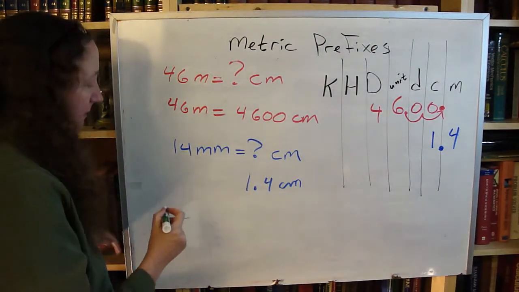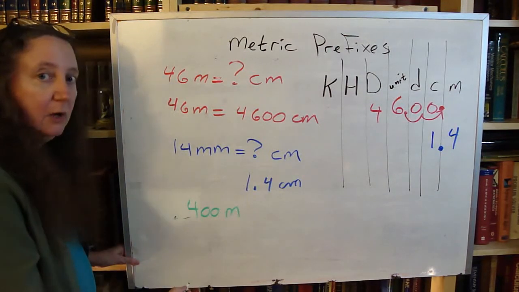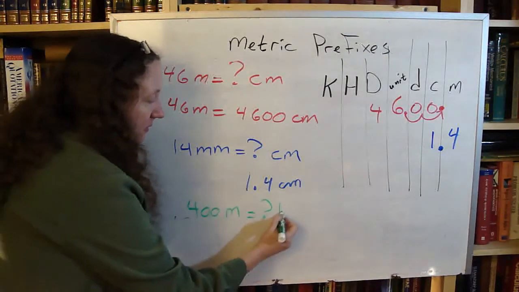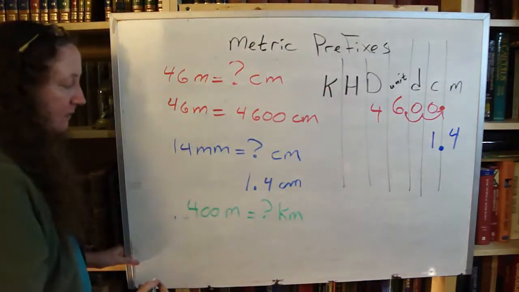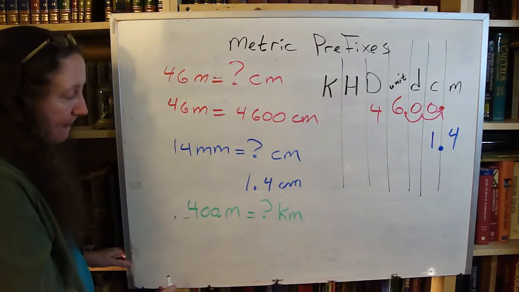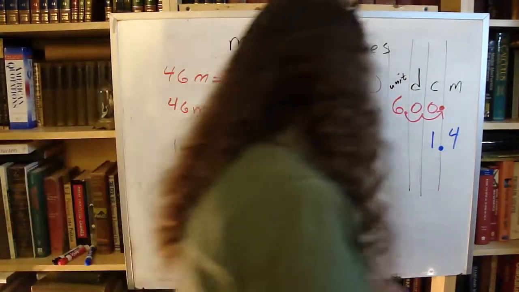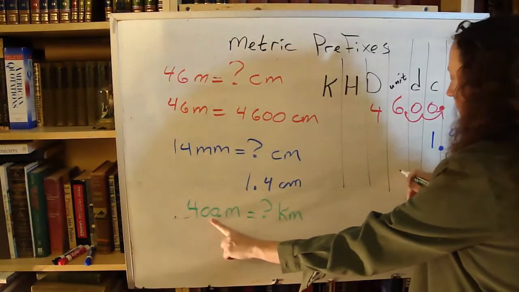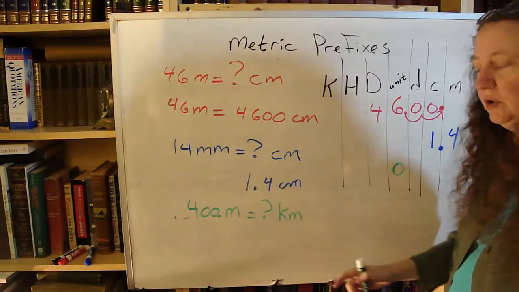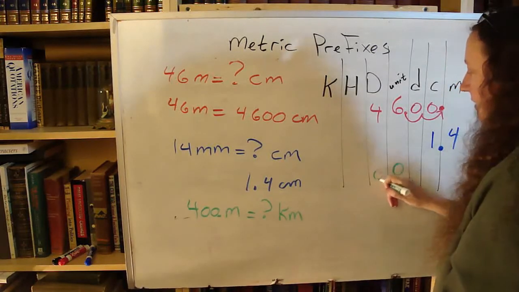Let's do one more of these. If we have 400 meters and we want to find out how many kilometers, my decimal point is at the end of the 0 here. Because it's not written, it's assumed to be at the end of the number. So that 0 goes in my units column. There's no prefix there, so it's just the units. Fill in my other numbers in front of that.